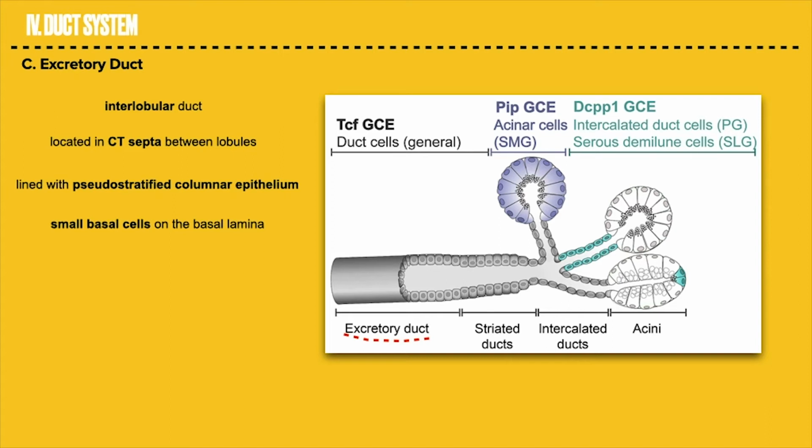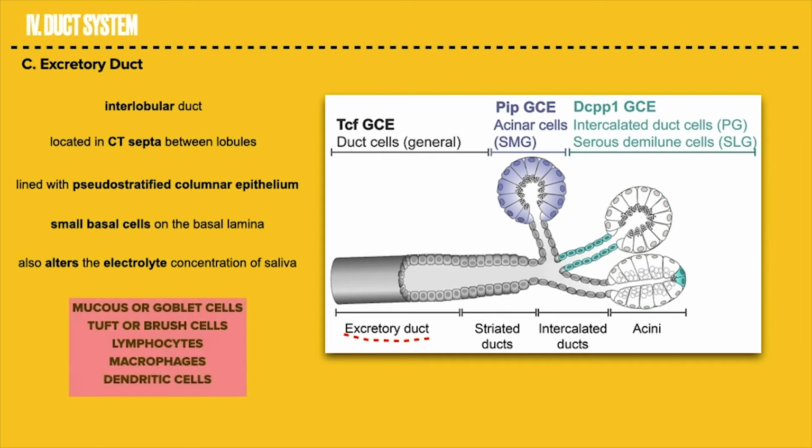Similar to striated ducts, they can also alter the electrolyte concentration of saliva. Mitochondria and enfolded basal membranes are also present in the cells of excretory ducts. But as they increase in size, the number of mitochondria and the extent of enfoldings of the basolateral membranes decrease. The following cells are also present in the excretory ducts. Mucus or goblet cells that are mainly found in large excretory ducts. Tuft or brush cells, which are believed to be a type of receptor cells. Lymphocytes, macrophages, and dendritic cells, which play an important role in immune surveillance.